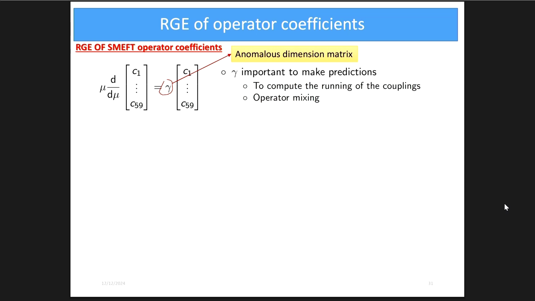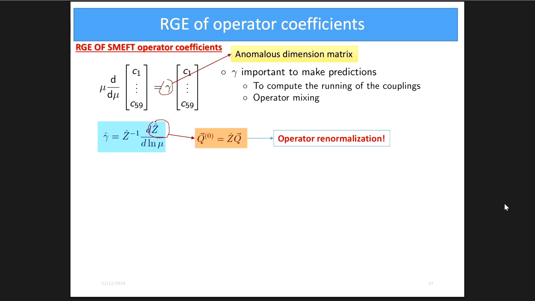Now, what is this gamma? How do you calculate it? So, gamma you can define like this, where Z is basically the operator renormalization constant. Okay. Now, this is how you define the renormalization of the bare operator. So, let us say Q0 is your bare operator and Q is your renormalized operator. So, Z will be the renormalization constant.